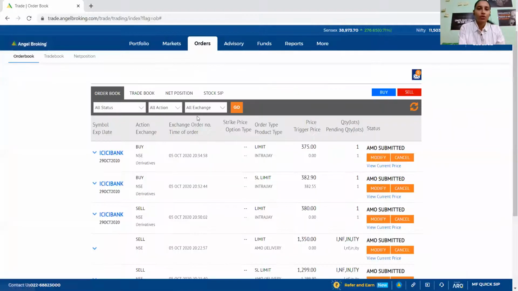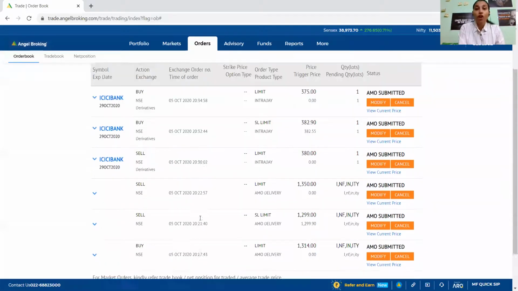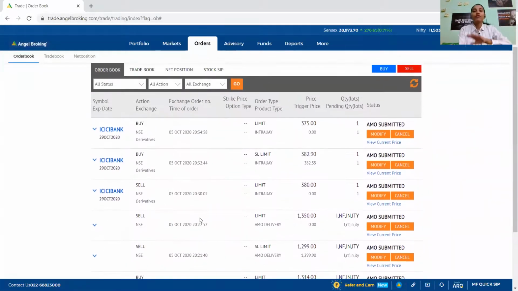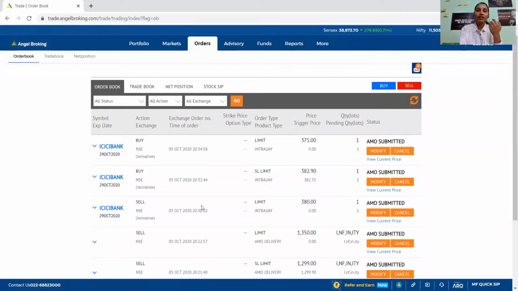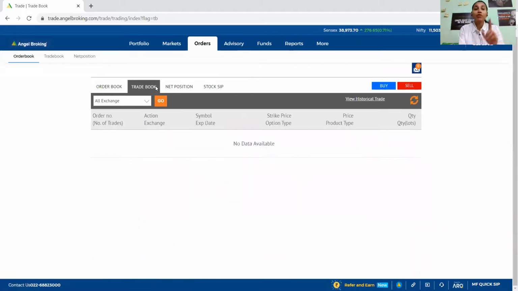So okay, if you just click, and then what can you do? How can you see your trades? In the order book, it will show all the trades which you have entered. In the trade book, there will be the trades which have been executed. The order book shows the executed trades, the pending trades, and the trades which have been rejected. It shows everything you have entered. But the main thing is the trade book, where all the trades which have been executed are shown.